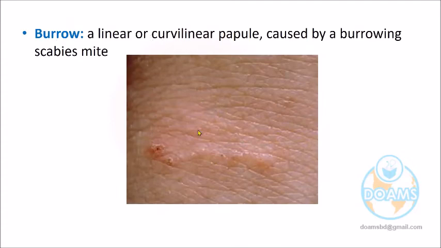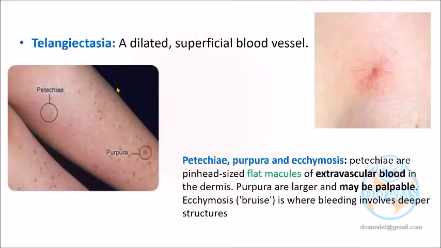And this skin lesion is actually seen by magnifying glass. The term burrow is very diagnostic for scabies, a linear or curvilinear papule. So these are papules, but the linear arrangement is suggestive of scabies. Okay. Now come to more elaboration of the red spots.